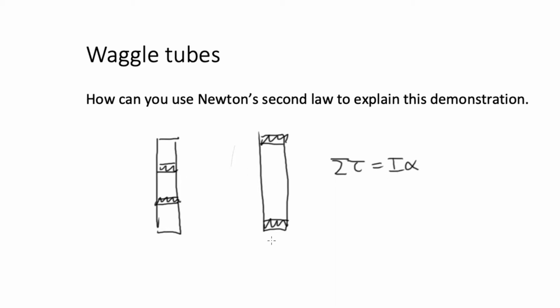Because this one here has a much higher moment of inertia, as the masses are much further from the point about which these tubes were being waggled, and so you had to apply a lot more net torque to this one to cause the same angular acceleration.